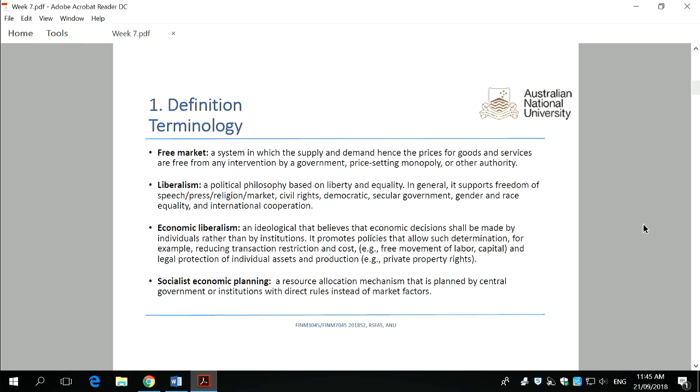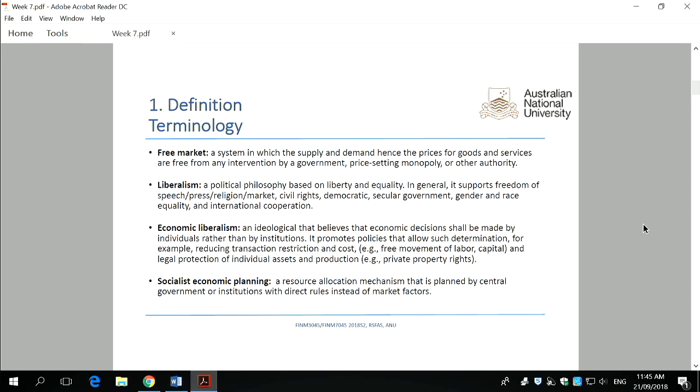So let me first introduce what these terms are. Even though you have seen them every day, it will help you to really think about what's behind them. First is free market. The idea of a free market basically means an ideology or a system that lets demand and supply determine the price of goods on the market.